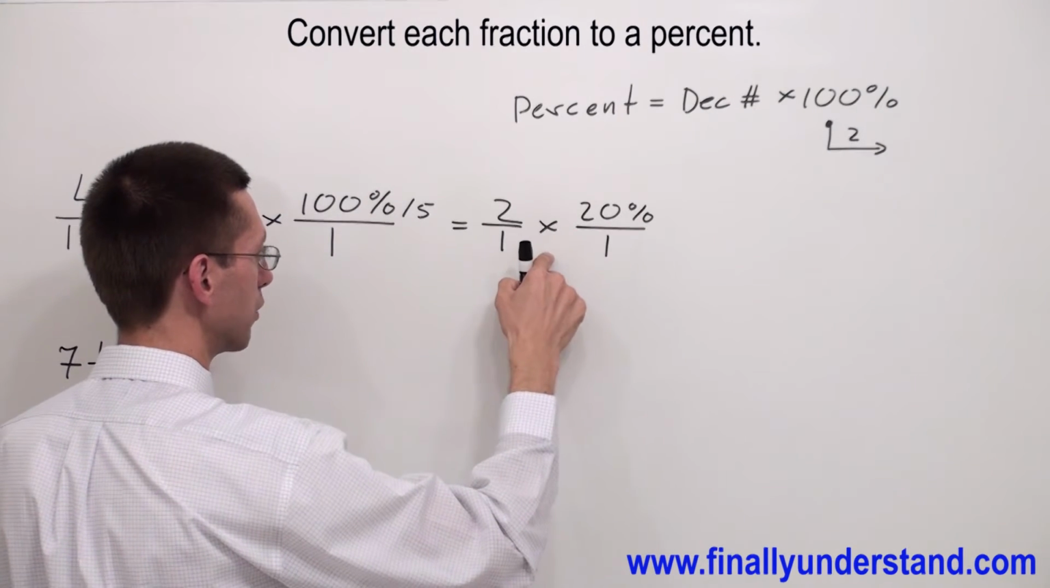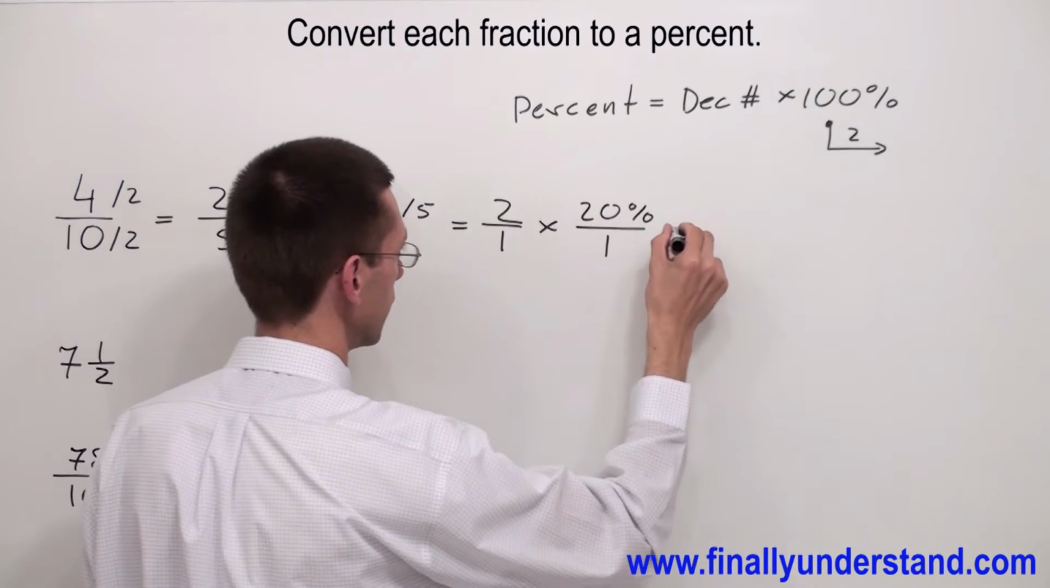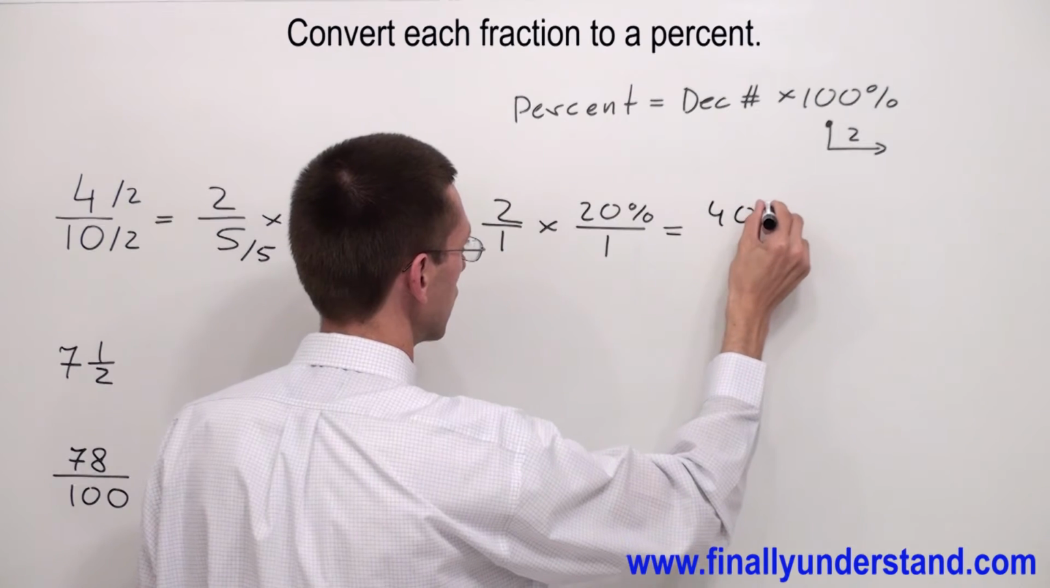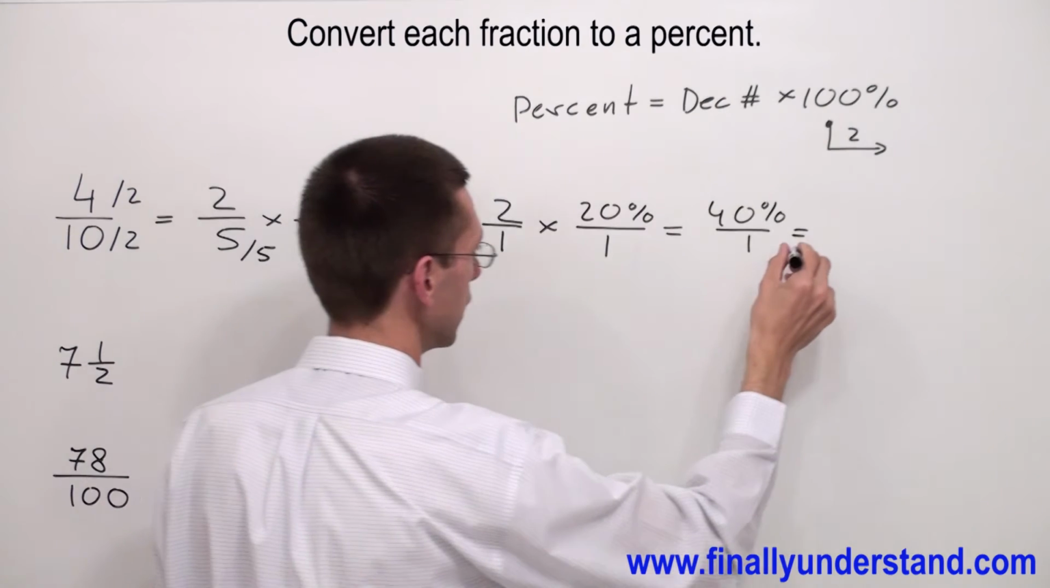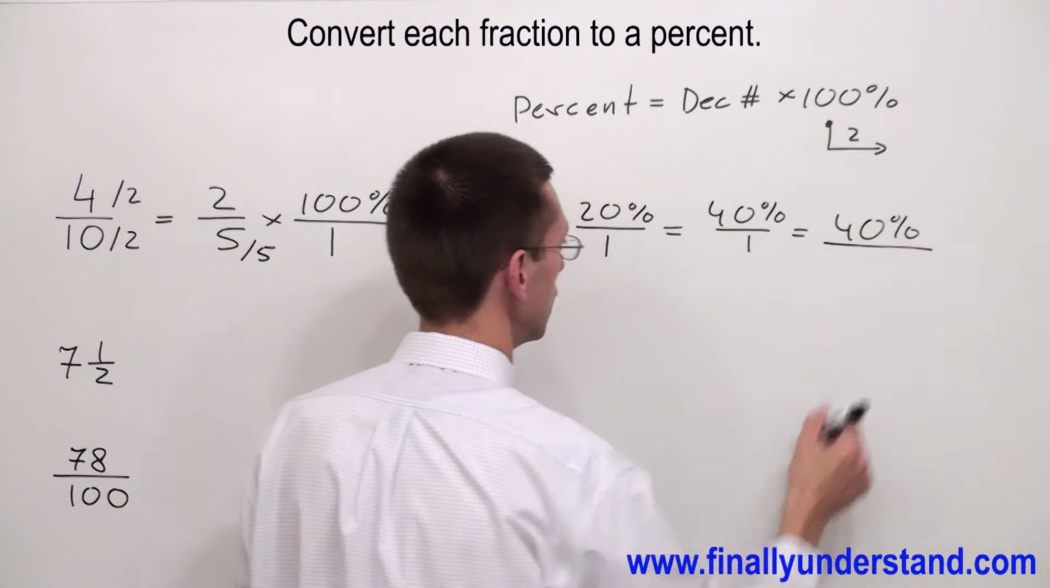Remember, anytime we multiply fractions, we have to multiply numerator by numerator and denominator by the denominator. That's why I have 2 times 20 is 40% over 1. 40% divided by 1 is just 40%. This is the solution to my problem.